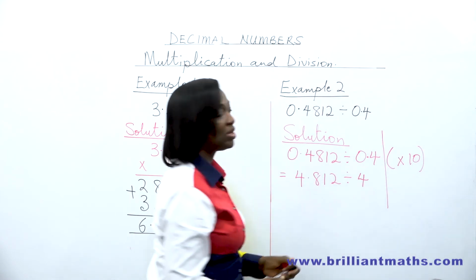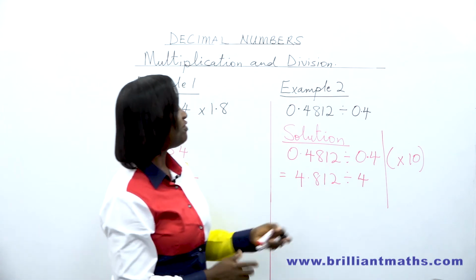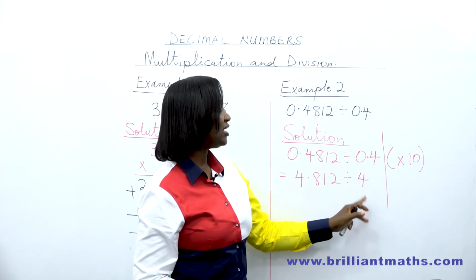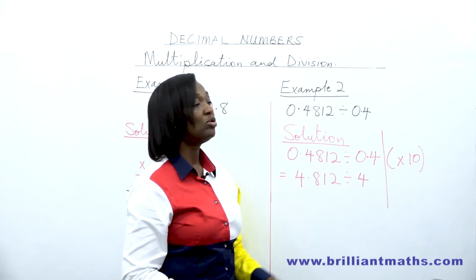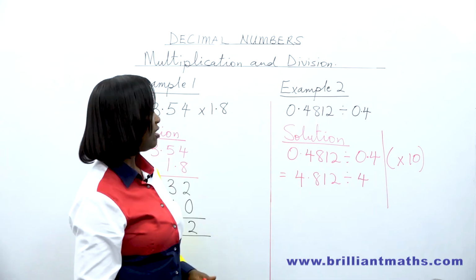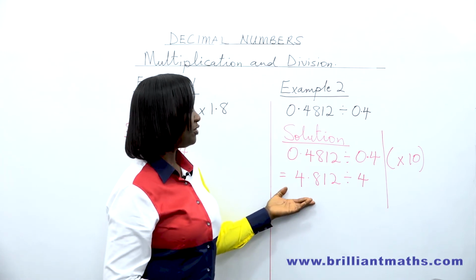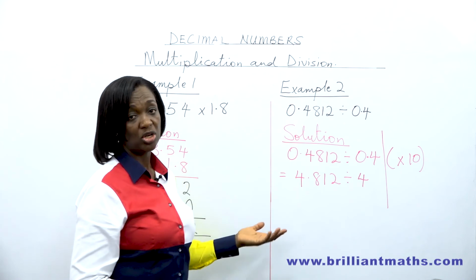We're multiplying both numbers by 10 because the divisor is 0.4. So we multiply 0.4 by 10 and it becomes 4. 4 is a whole number, and now we can divide. From the digits, I don't really have to use long division. I can do this using short division.